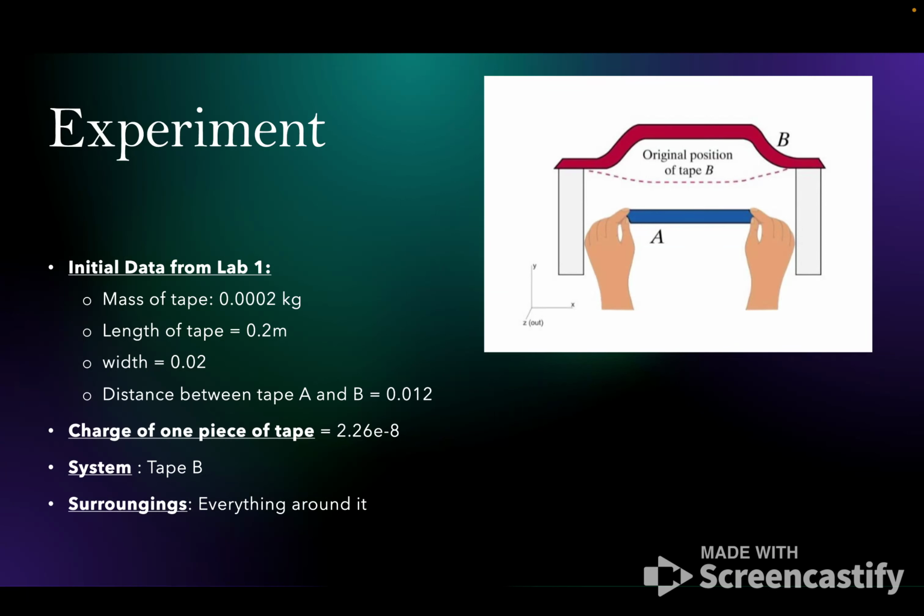The charge of one piece of tape is 2.26 times 10 to the negative 8 coulombs. Our system in this lab is tape B, which is also the same as Lab 1. The surroundings is everything around it, which also includes tape A.